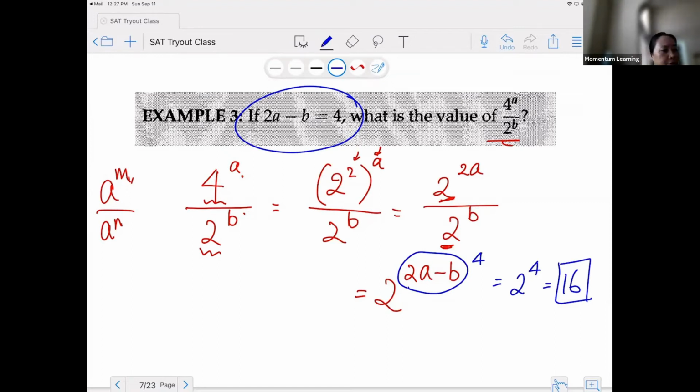I'm not asking for just the 2a; what is 2a minus b? So you need to plug in, it is 2 to the power 4. See, right? Just convert everything to the same base, and then use the formula to work on this. Question so far?